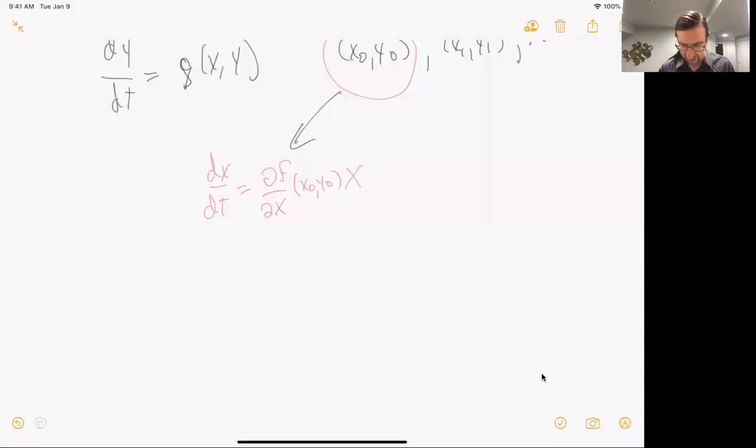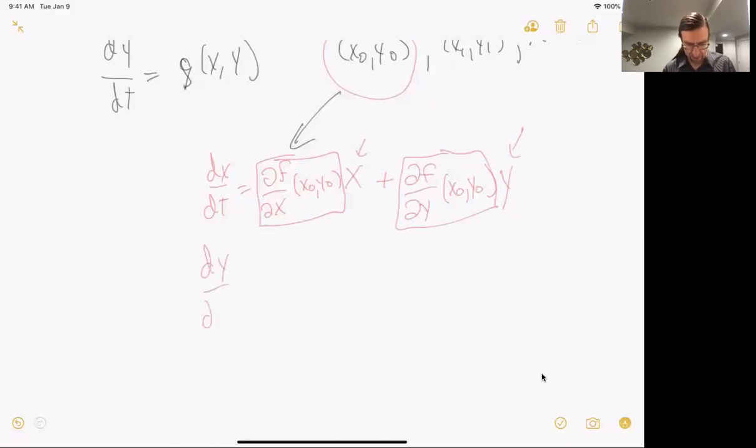Plus some other number, which is the partial of f with respect to y, evaluated at the same point, times y, right? Which again, this is just a number. That's a variable. This is another number. That's a variable. Okay, so we have number times x plus number times y. Very simple linear system, the kind of system we spent the last month analyzing. Right? Now that's half the system.